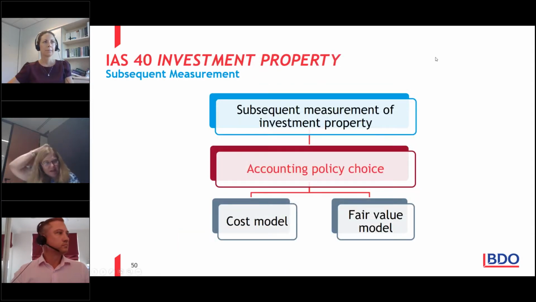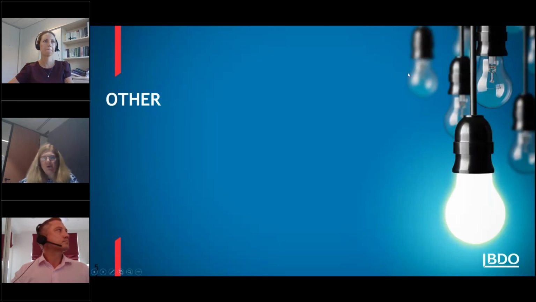Around investment property, again subsequent measurement is an accounting policy choice. I know around investment property, usually entities would go for the fair value model. But again, we've got an accounting policy choice. So those were some of the assets that we've grouped together.